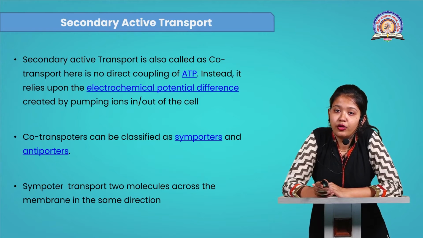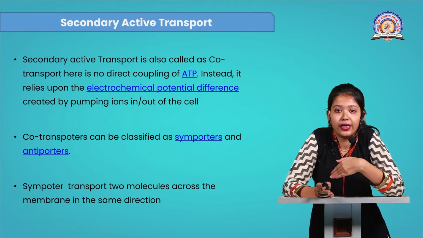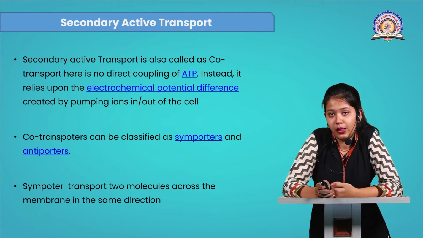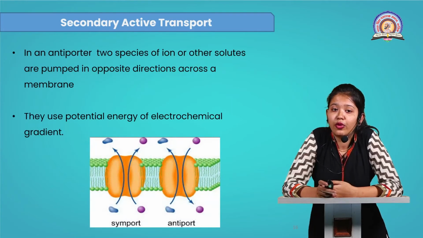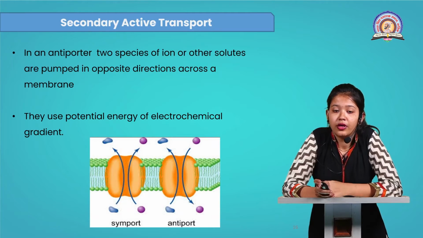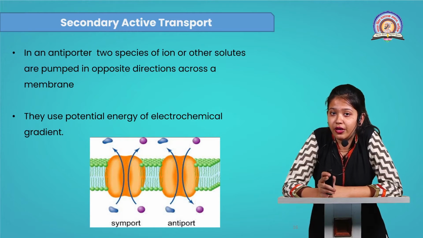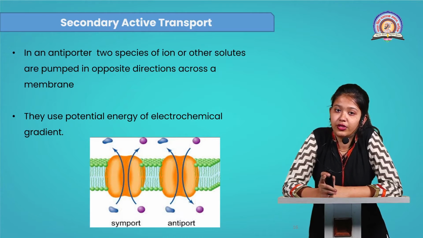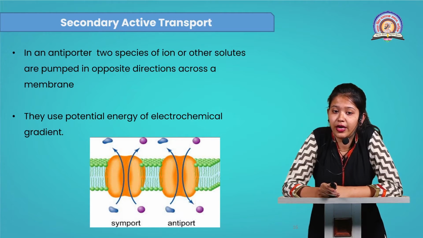Symporters carry two molecules across the membrane in the same direction, while antiporters carry two species or ions, solutes that are pumped in the opposite direction across the membrane. The potential energy used here is the electrochemical gradient or potential difference, which is generated, rather than using metabolic energy or hydrolysis of ATP. As you can see in the diagram, first is the symporter.